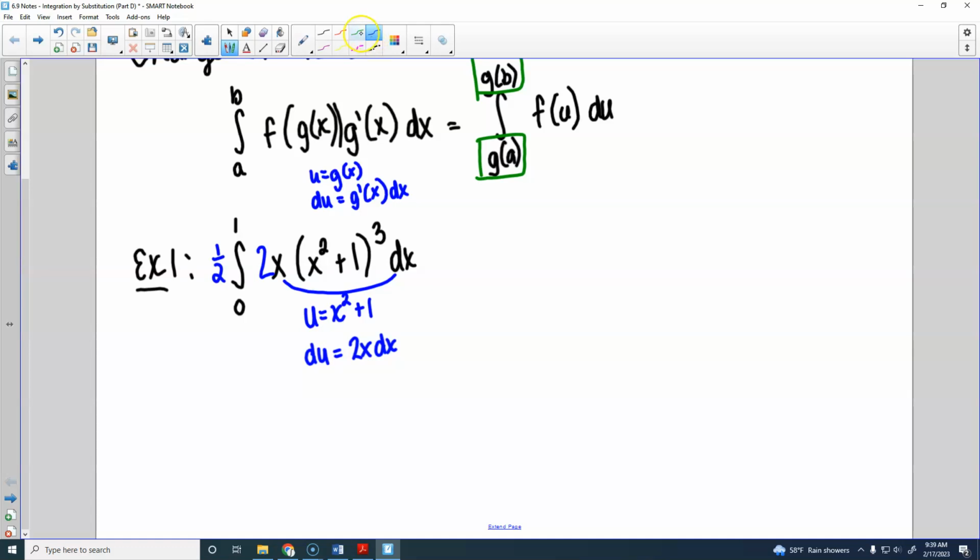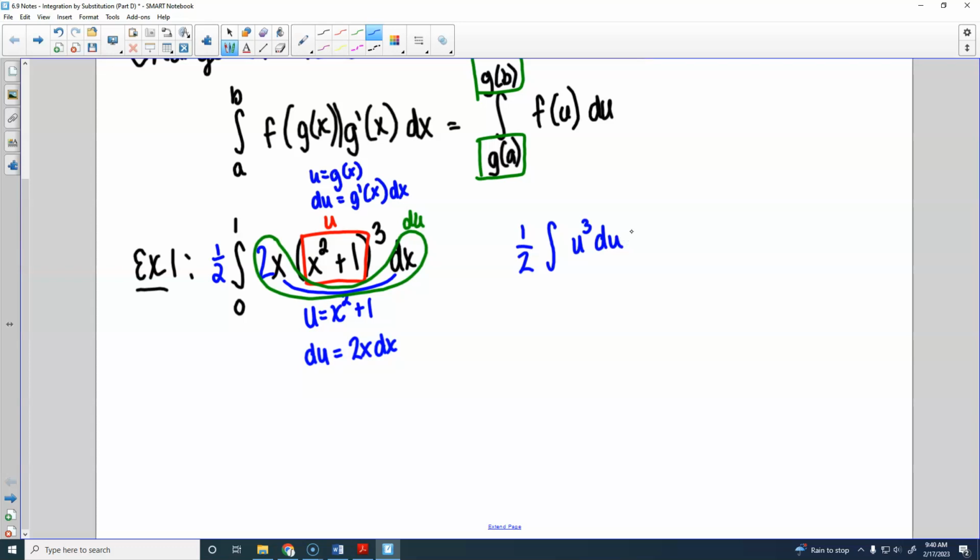So when we substitute, this right here is my u, and then this stuff right here together, that's my du. So what I will have is 1/2 integral of u to the 3rd power du.